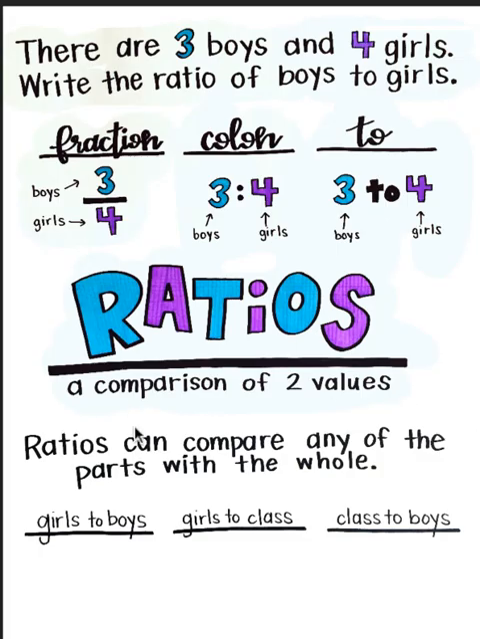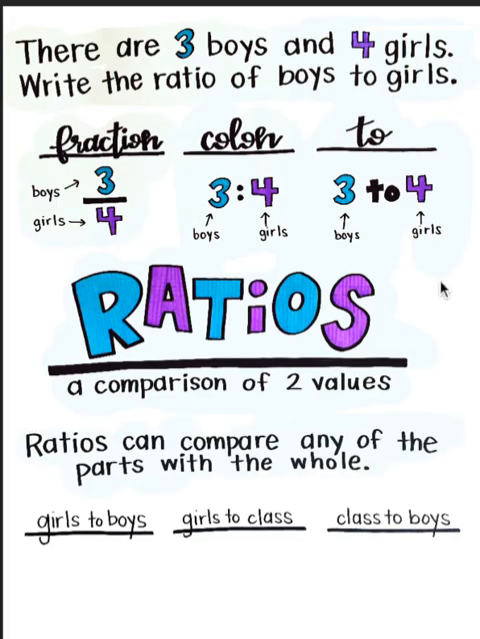Taking a look down here, do know that ratios can compare any of the parts with the whole. And in this case, if we have three boys and four girls, the whole amount would be a total of 7 students. So this is a nice small class here. We're looking at a class of 7 to represent the whole amount of them. Let's use a different color now to represent the class. You could use any color as long as whenever we're looking at class, you'll use the same color every time we're using that to represent the number of students in the class.